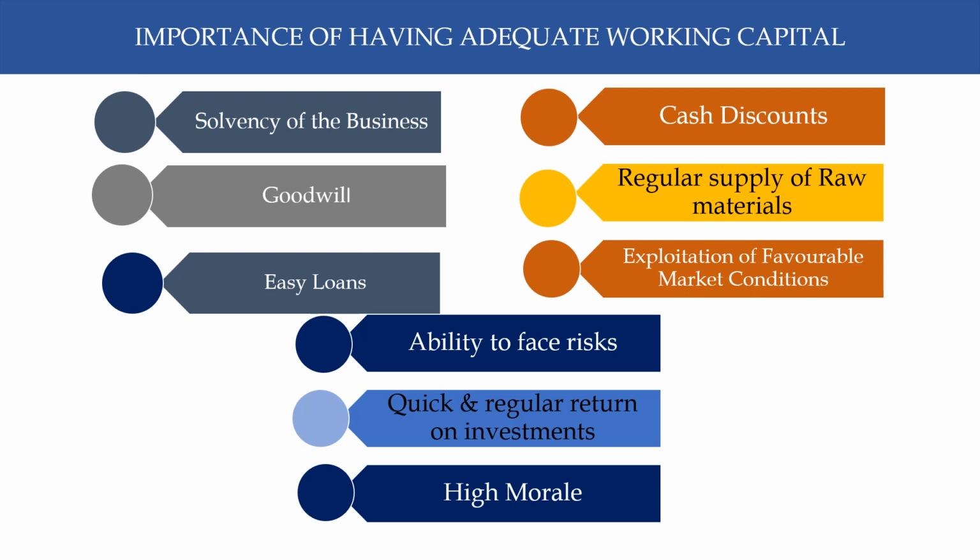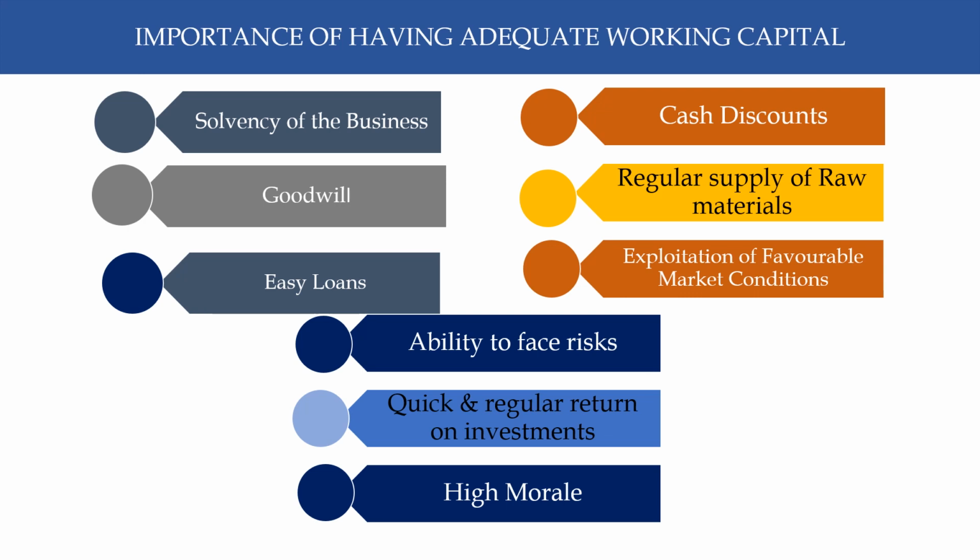Number two, goodwill. When we have an adequate amount of working capital, it helps to create and maintain goodwill because we'll be able to make prompt payment, which in turn will create and maintain goodwill. Then number three is easy loans. When we have an adequate amount of working capital, we'll be able to make prompt payment, which will impress the suppliers. So they will not hesitate to supply goods on credit basis.